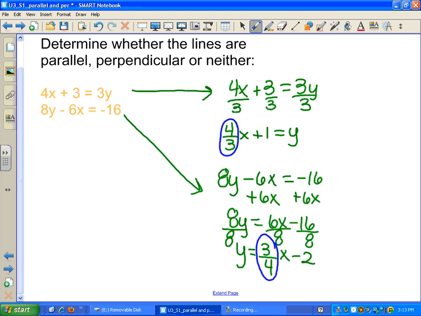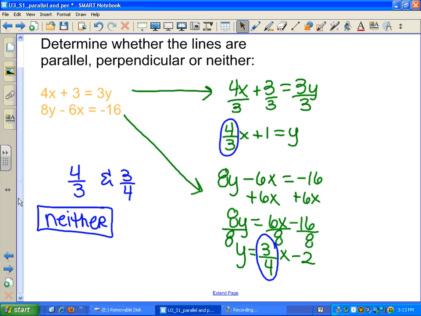So I'm looking at 4/3 and 3/4. They are reciprocals, because the reciprocal of 4/3 would be 3 over 4. However, they are not opposite. They are both positive. And in order for it to be perpendicular, one would have to be positive and the other negative. So since they're not the same, meaning they're not parallel, and they're not perpendicular, then I know that these lines are neither.